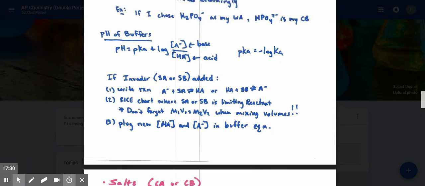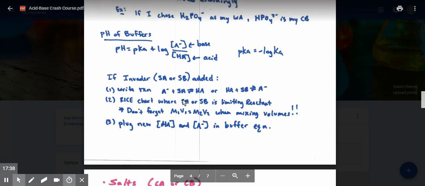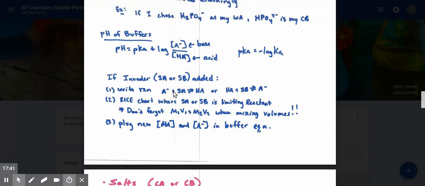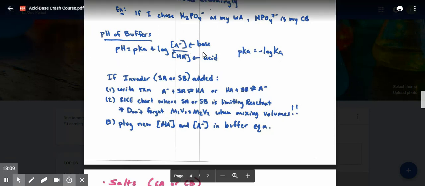Then you set up your RICE chart. Your strong acid or your strong base is always going to be your limiting reactant. So if this is my reaction, I subtract all of my strong acid, subtract the strong acid from here, add the strong acid to here. Strong base, I subtract all of the strong base, subtract the strong base from here, add the strong base to here. Don't forget, if I am mixing molarities and volumes, I have to do M1V1 equals M2V2 before I plug it into my RICE chart. After I find those new concentrations from my RICE chart, I then just plug it into this buffer formula here.